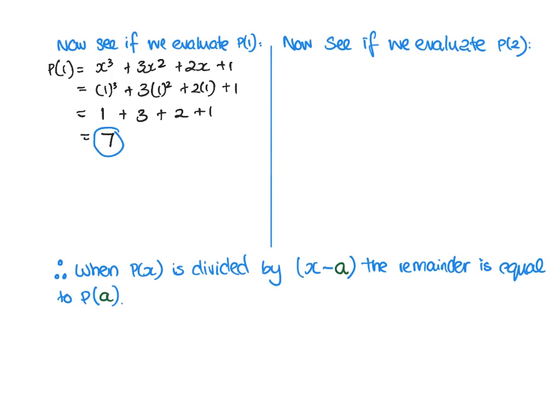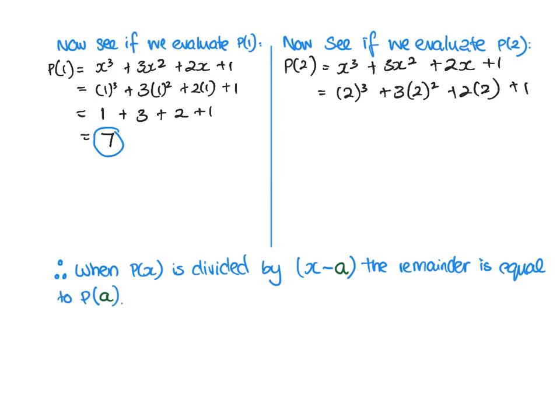Now look, if I do p of 2 into my polynomial, this is the same as the one before. Look what I get. It'd be 2 cubed plus 3 times 2 squared plus 2 times 2 plus 1. So that would be 8 plus 12 plus 4 plus 1, which equals 25. Did you notice that they are the same as those remainders on the other one?